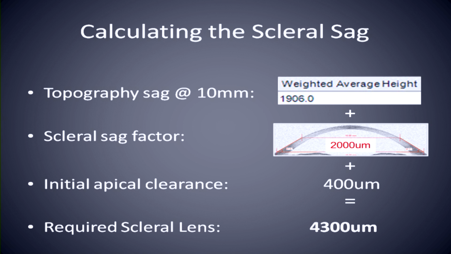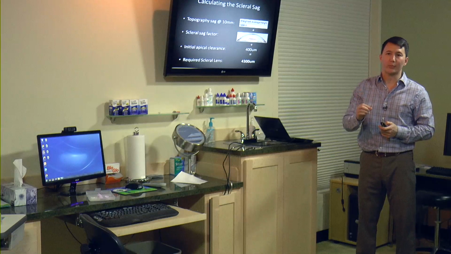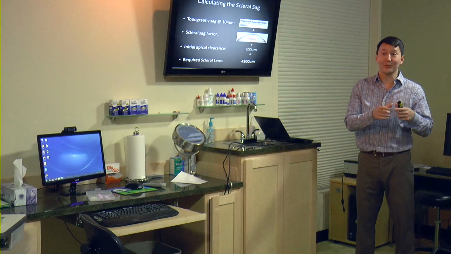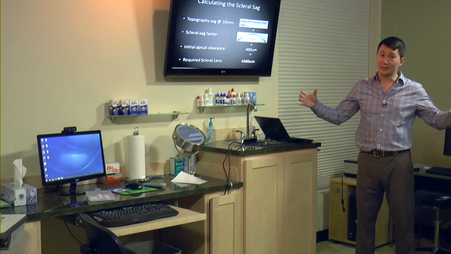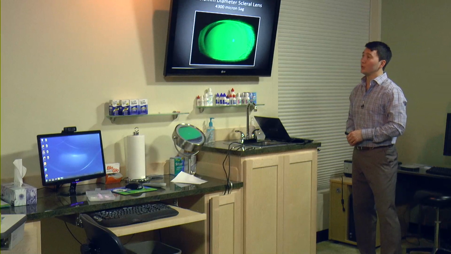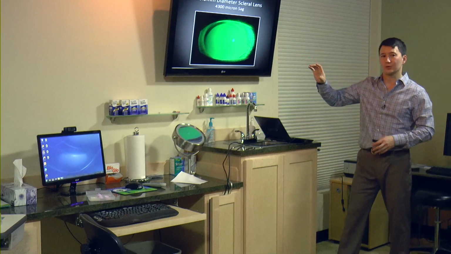So we use the corneal topographer to determine what depth of scleral lens we need. We don't use the K readings that give us 3 millimeters of the center and really tell us nothing outside of that 3 millimeters. So a very powerful tool for coming up with the right first lens.